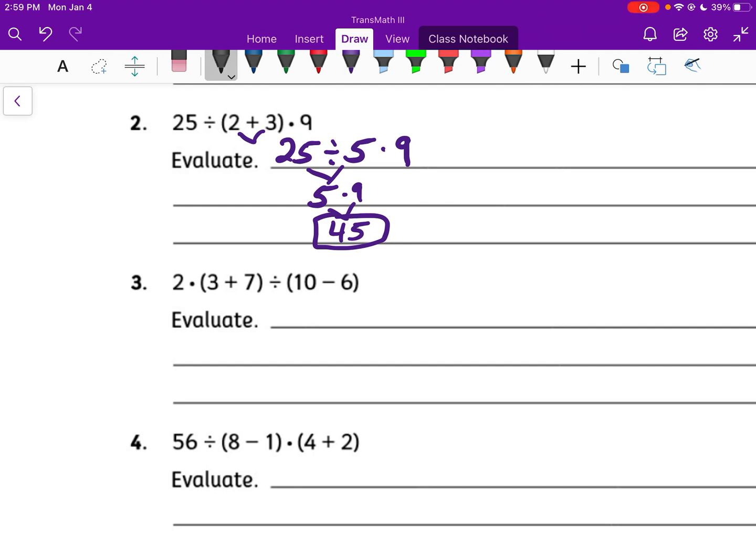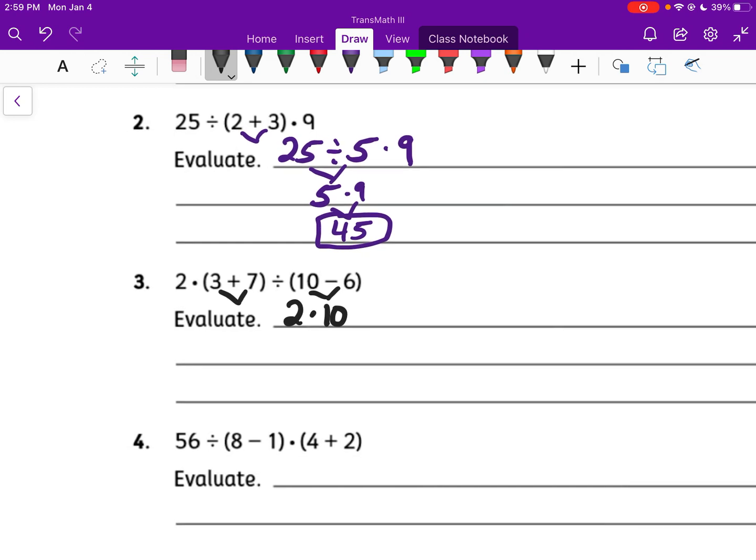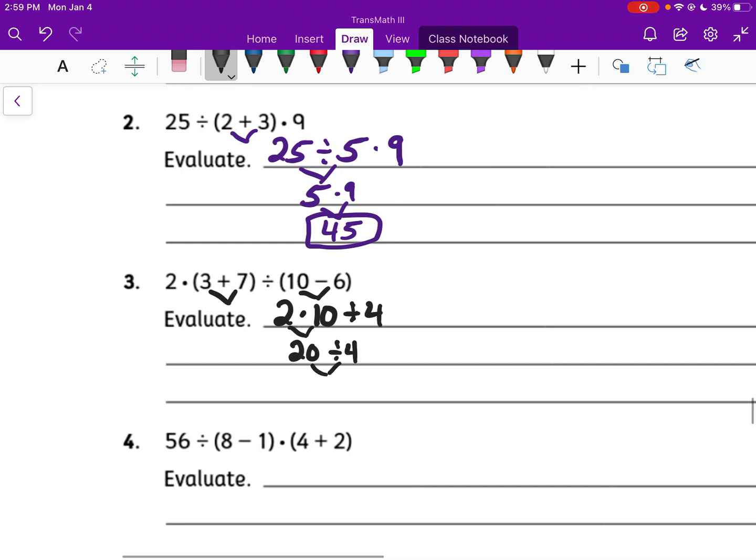Number 3, we got 2 sets of parentheses, so let's take care of those first. We got 3 plus 7 and 10 minus 6. So 2 times that 3 plus 7, which will get 10, divided by that 10 minus 6, which will give us 4. Okay, so we got multiplication and division left. And since that's all that's left, we're going to work from left to right. So 2 times 10, we get 20, divided by 4, which will simplify to 5.